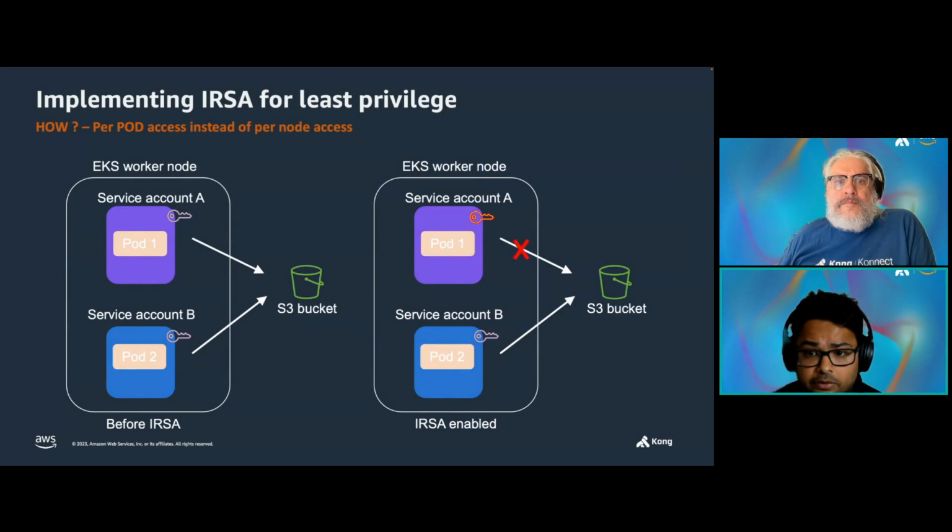When you implement IRSA, you avoid privilege escalation by other pods running in the same cluster. They don't assume the EC2 instance role and get access to AWS services which they should not have access to.